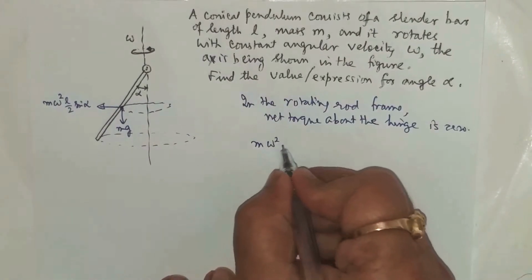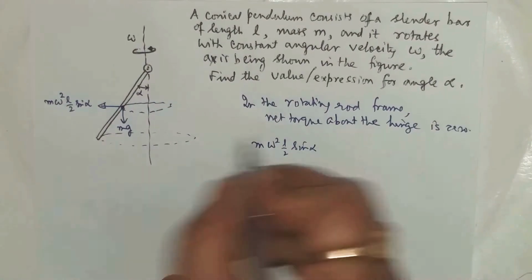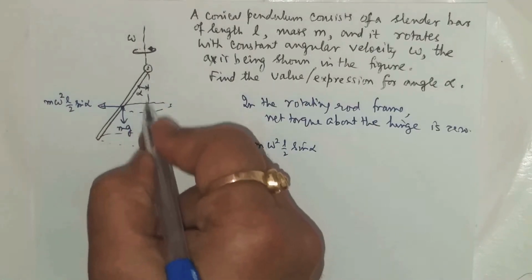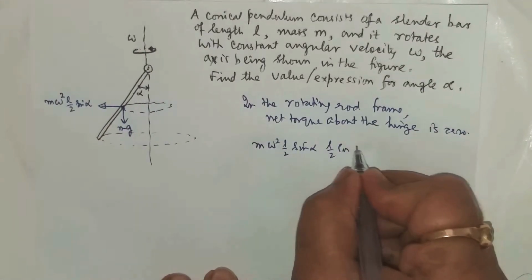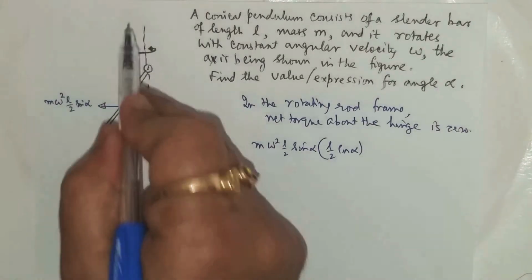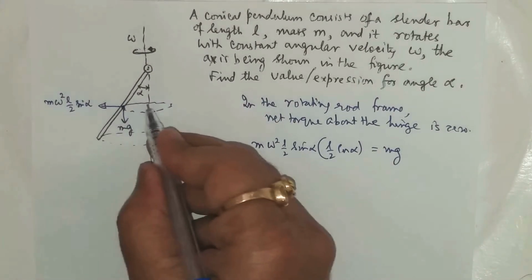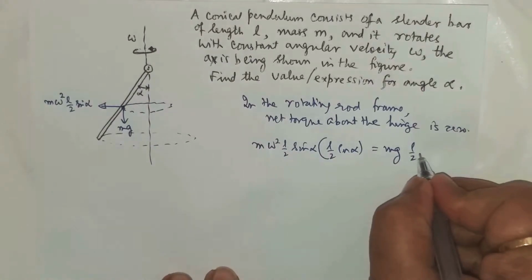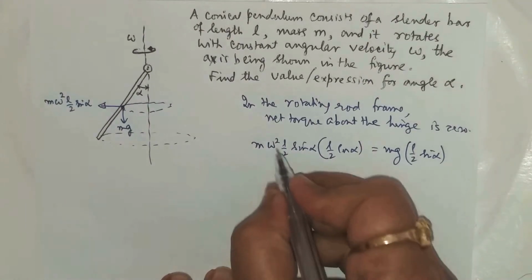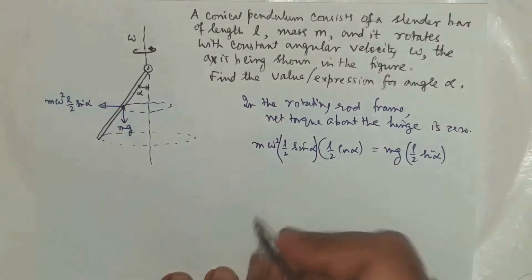So m omega square L by 2 sine alpha, multiplied by the perpendicular distance, which is L by 2 cos alpha, gives the torque in this direction, and it will be equal to the torque in the other direction, mg multiplied by the perpendicular distance L by 2 sine alpha. You are able to understand that L by 2 sine alpha gets cancelled.